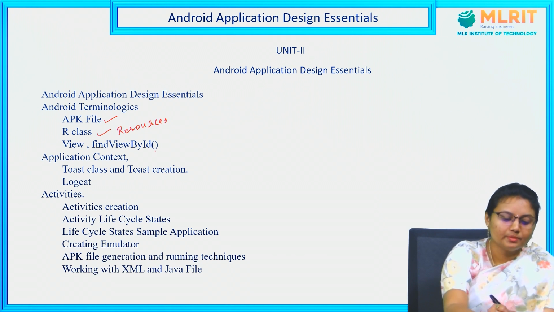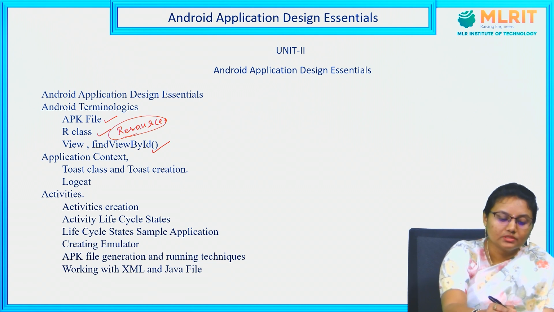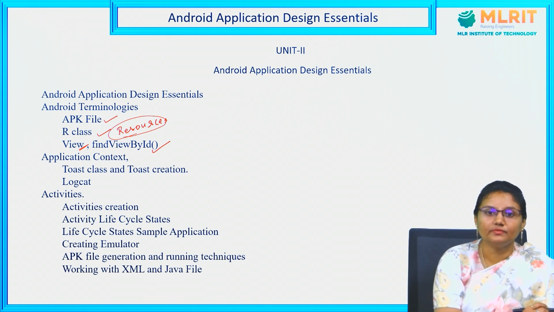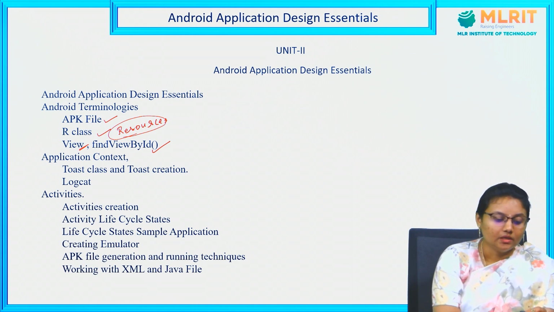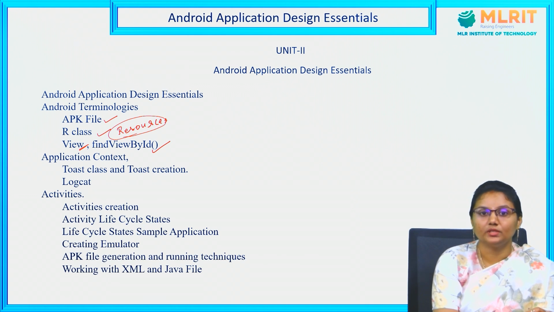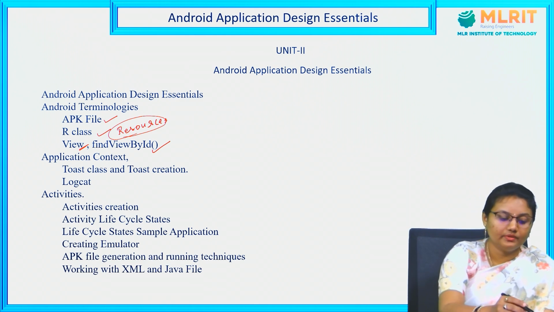Then view and findViewById. Whatever resources we have created can be extracted to your Java by using findViewById. View is a view component, which will take all the components that we give in the Android XML file, like EditText, TextView, buttons, scrolling, radio buttons and checkboxes. Whatever components we have, we will discuss them along with the view group. Actually, this is a view.